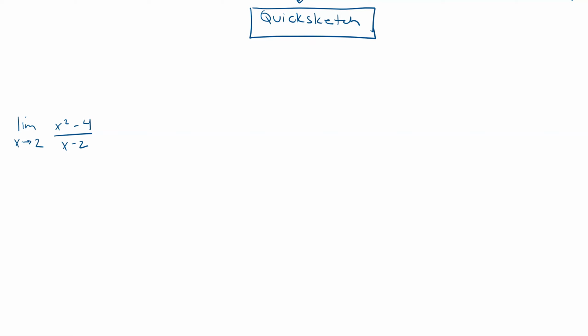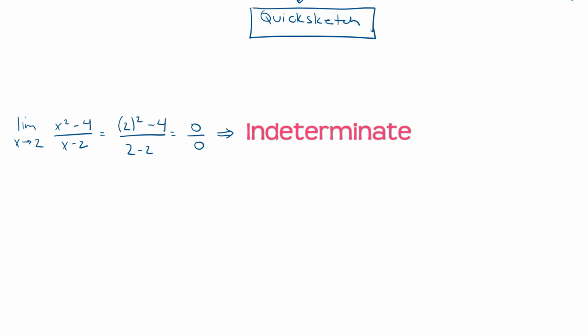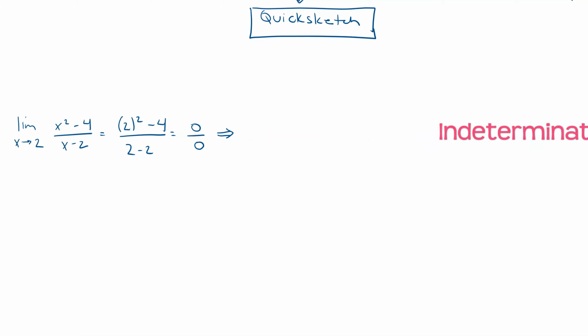Alright, to evaluate this limit, the first thing I'm going to do is substitute. And if substitution works, then cool, I'm done. So I plug in 2 squared minus 4 over 2 minus 2. I get 0 over 0. Substitution did not work, not cool. But we can deal with this. 0 over 0 is what we call indeterminate. Indeterminate basically means that we can't determine a limit that makes sense yet.